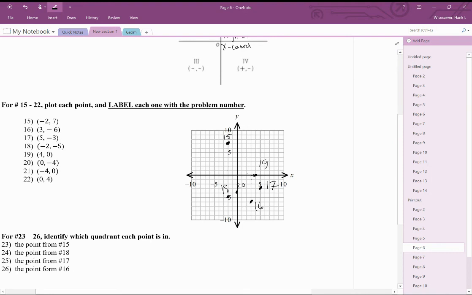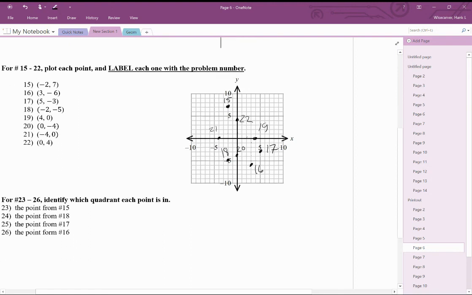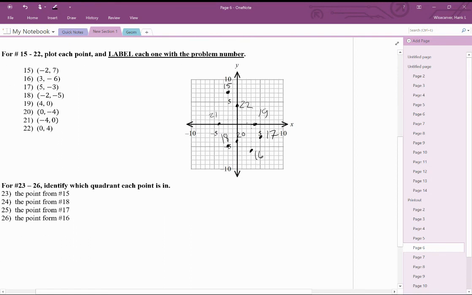So there's 20. Negative, or 21 is left 4, 1, 2, 3, 4, 0 up or down. So 21. And then last we have 22, which is going to be 0 left or right, but 4 up, 1, 2, 3, 4. The last four want us to decide which quadrant each point is.